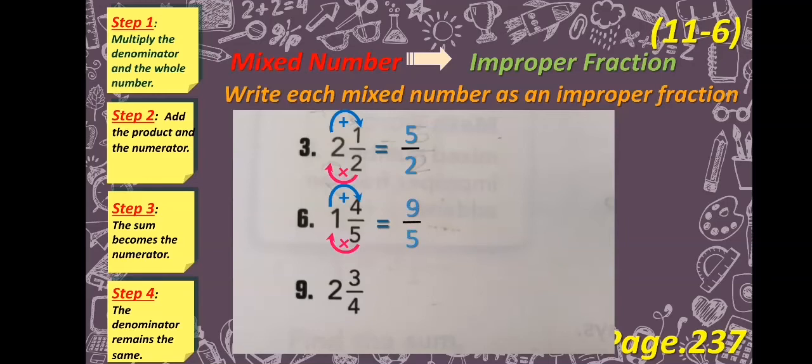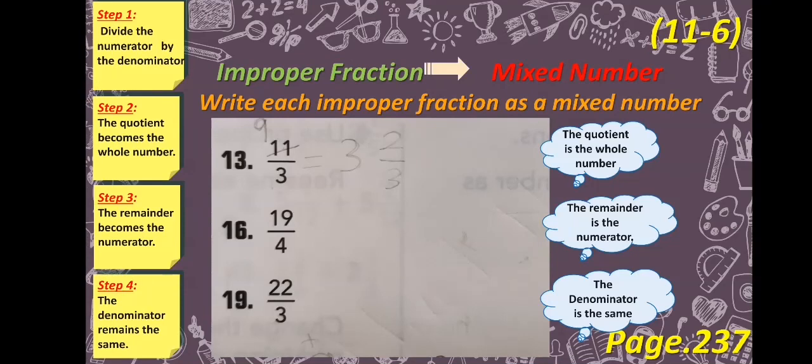Number 9, 2 and 3/4. Again, multiply down plus up, like clockwise. 2 times 4 equals 8 plus 3 equals 11. And this is our numerator. And the denominator remains the same. 11/4.